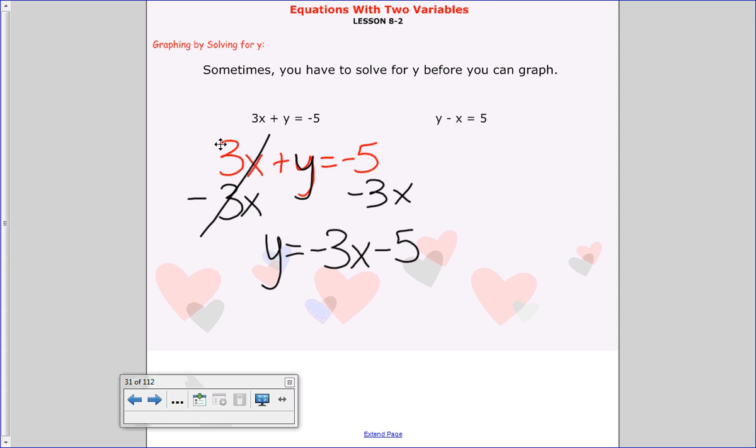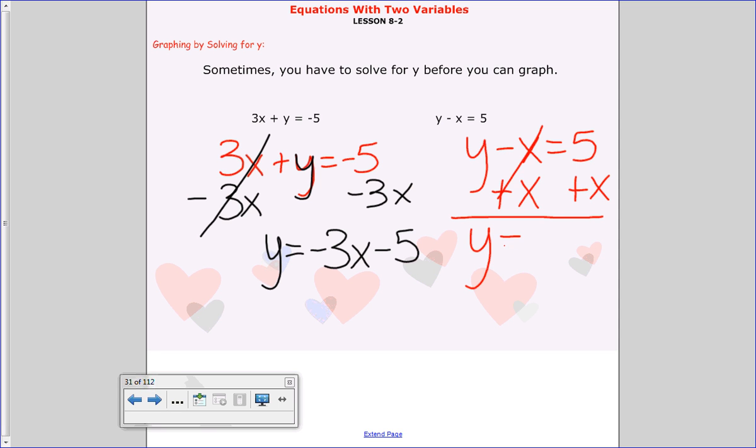Same with this one here. I have y minus x equals 5. Well, to get y up by itself, I have to get rid of the minus x by adding it. And now I'm left with y equals x plus 5. Now, if you wrote this as y equals 5 plus x, you'd still get the same numbers for a solution. Again, I just like to write it with my variable first. That's why I wrote it like that.